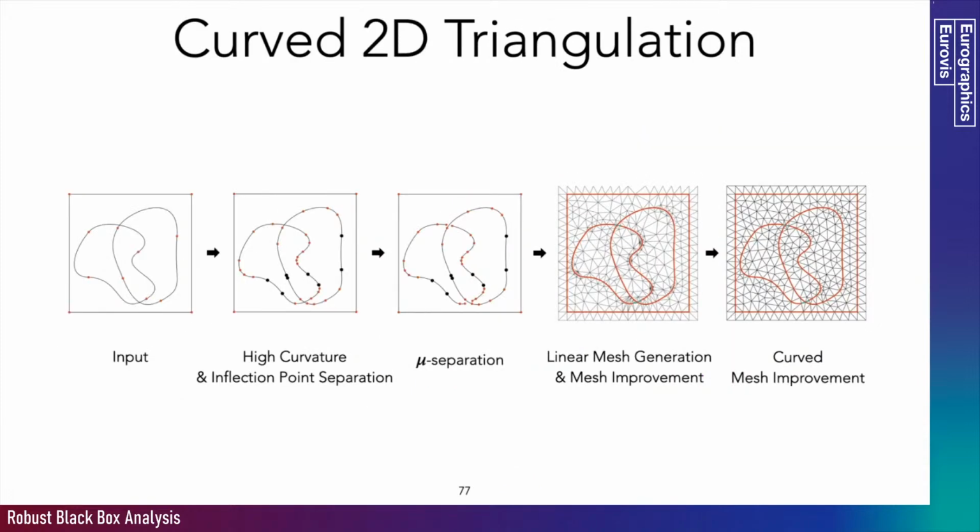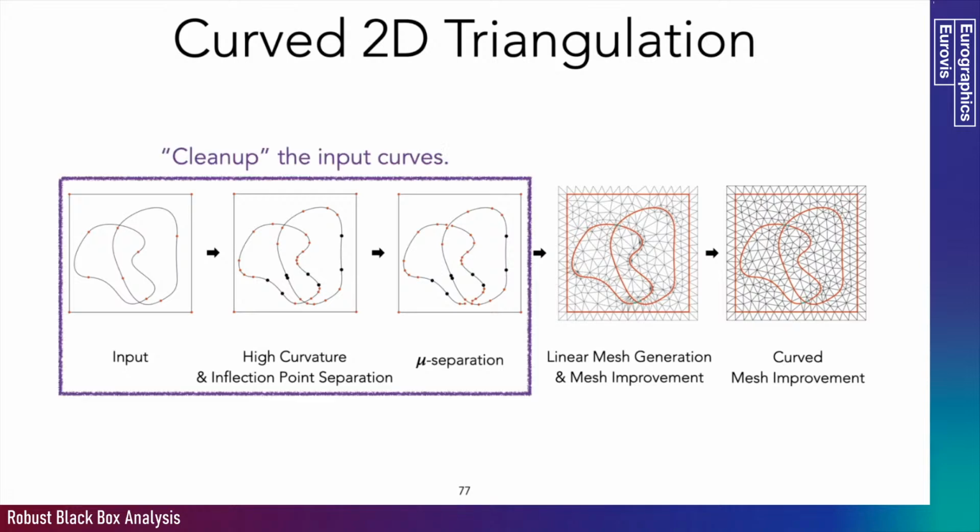So we have a similar pipeline to what I presented before for dealing with curved 2D triangulation. So here the input is a set of input curves. We do an initial cleanup to make sure that the curves are not too close. If the curves are too close, like numerically close, it's impossible to have good quality. So we need to do some cleanup of the input to ensure that they are all separated by some tolerance.